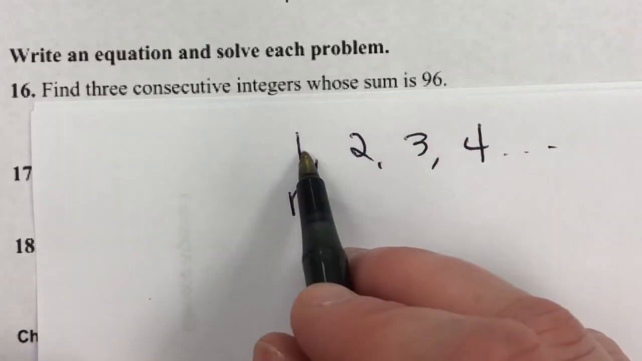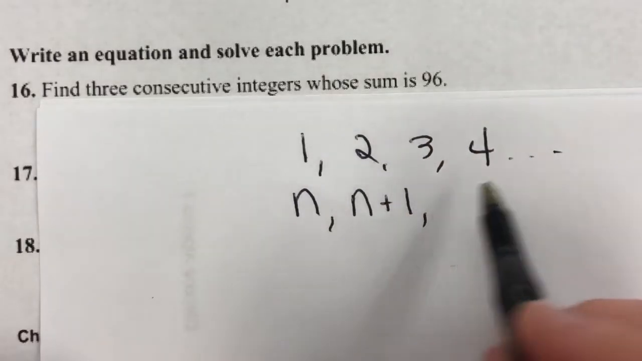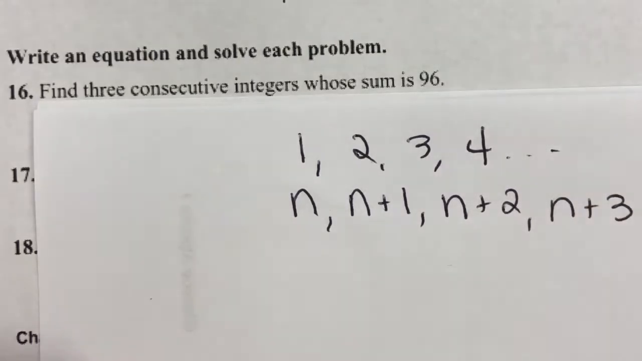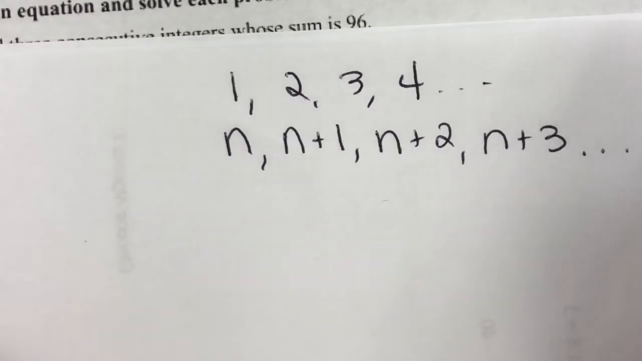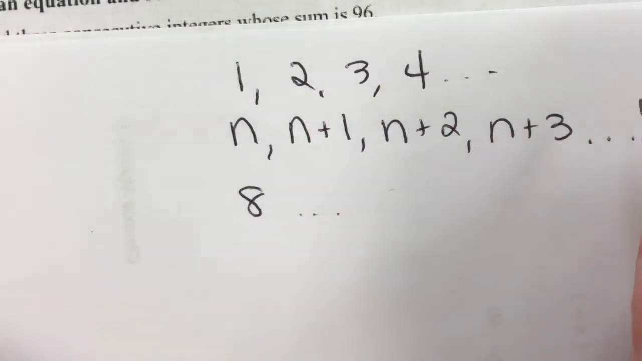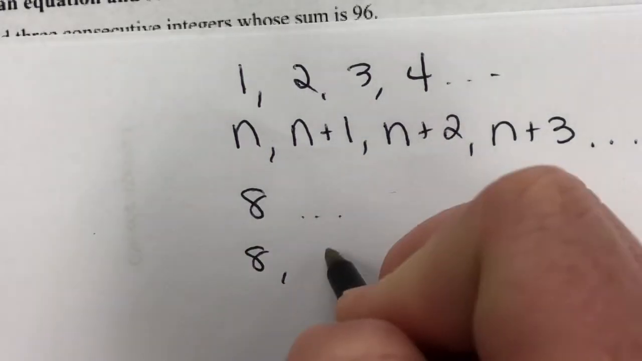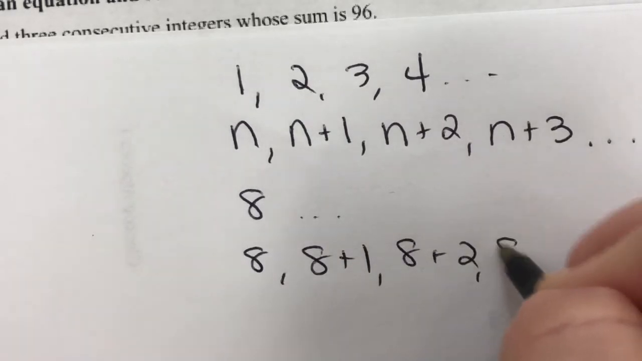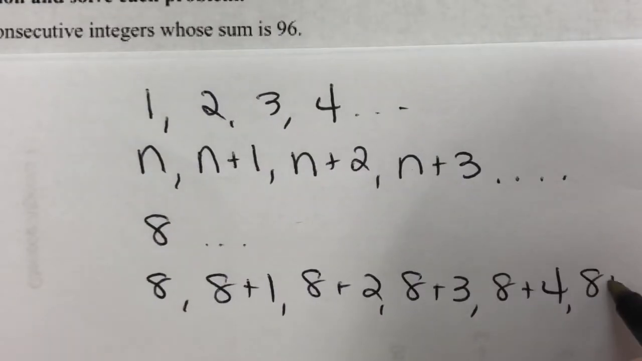So 2 is 1 more than 1. So the second number is n plus 1. The next number is n plus 2. The next number is n plus 3, and so on and so forth, right? So if I was going to start with 8, and I wanted to know what the next 5 consecutive integers are, right? If 8 is n, then for the next number I'd have 8 plus 1, and then 8 plus 2, then 8 plus 3, 8 plus 4, 8 plus 5, right?